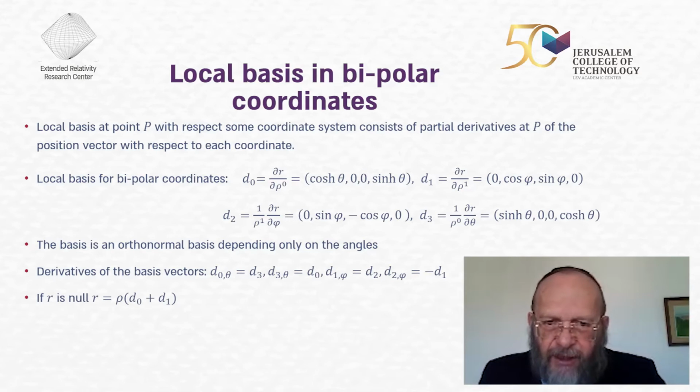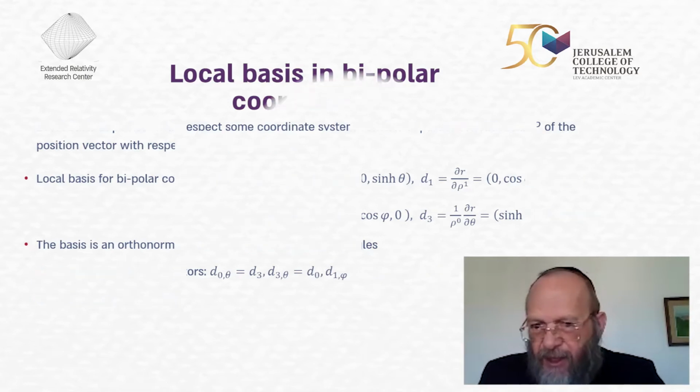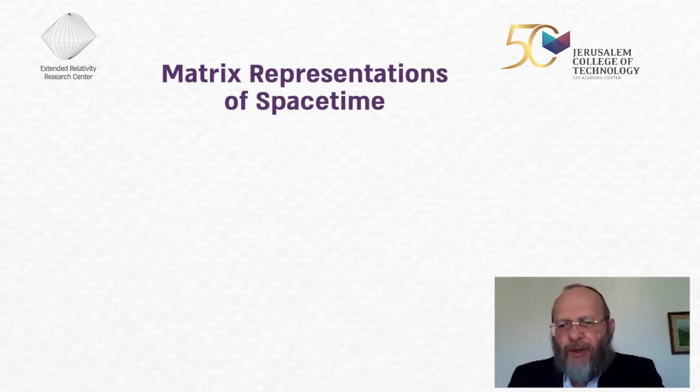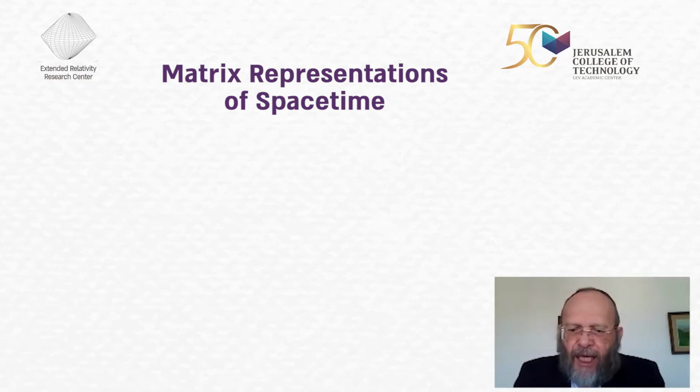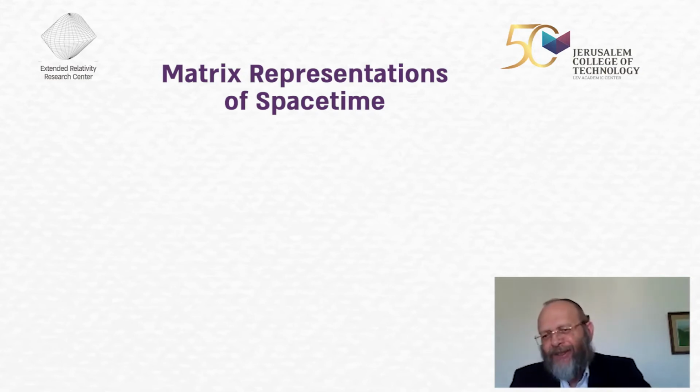How does a null vector look? Using this basis, a null vector is the sum of the two basis vectors D0 and D1. Now, the next thing I want to find is a representation of the Lorentz group that will keep this information preserved, having some invariance for those coordinates. Really, we'll find a Lorentz transformation that keeps the two angles invariant. It looks like a totally miraculous thing.